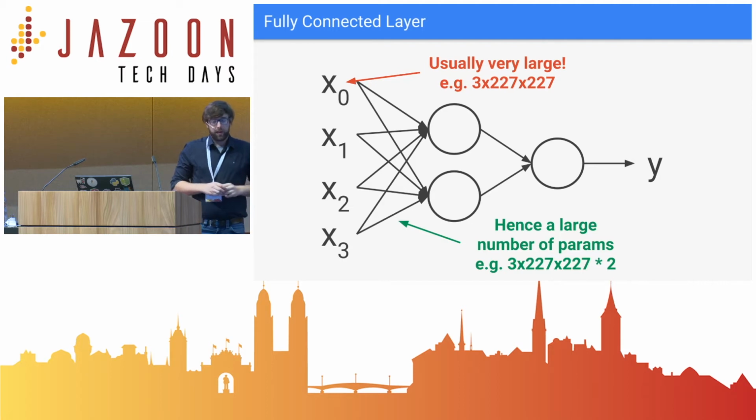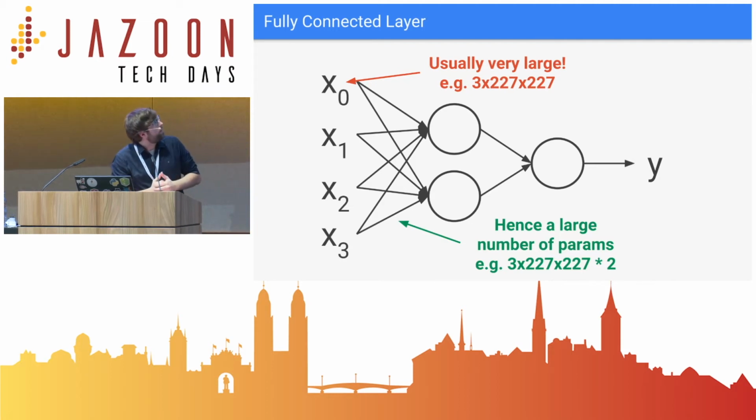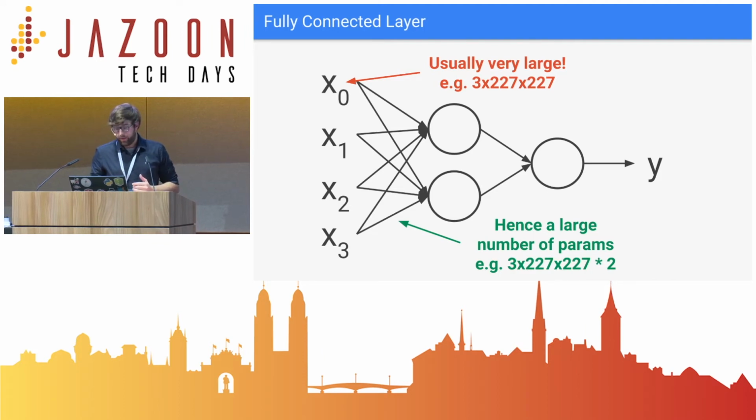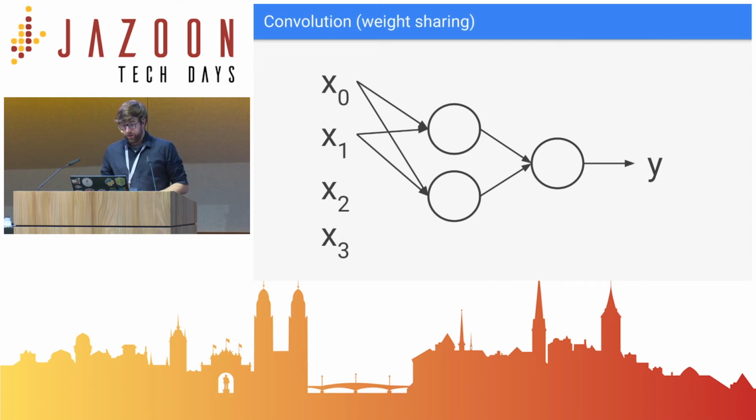So if you use 3 times 227 times 227, it's a quite high dimensional space. And if you have only 2 neurons, the number of parameters is this times 2, plus the bias. So that can grow very, very large. Imagine if you have not 1 neuron, but 1,000 neurons, that can grow very large. And the idea of convolutional layers is actually to share the weights.